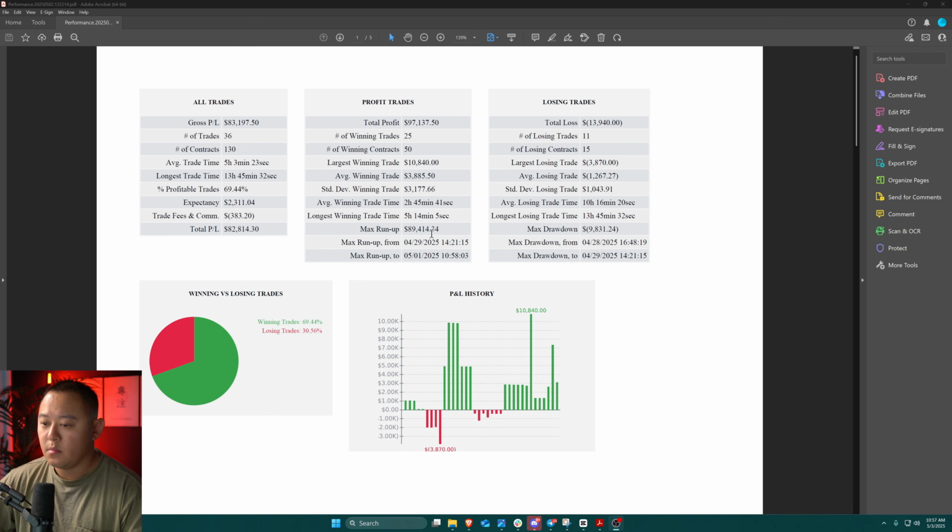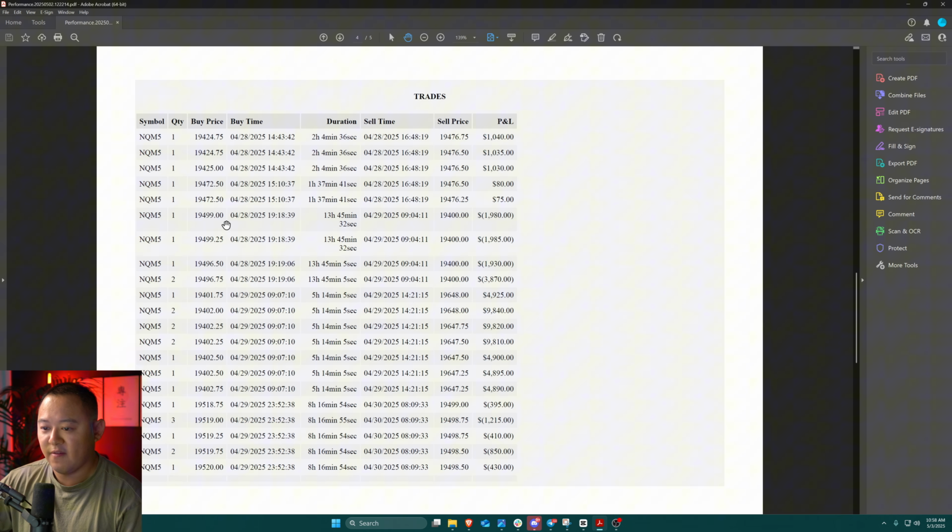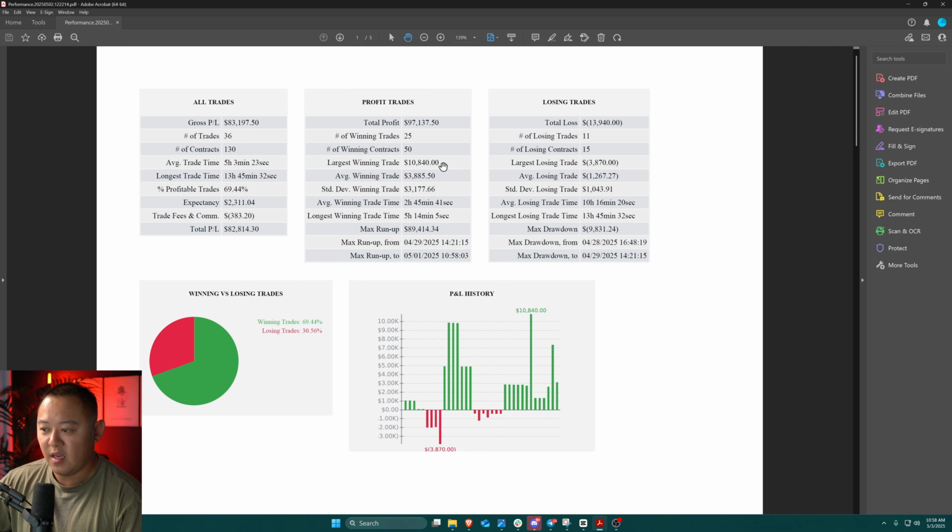All right, so here we can see my account statement from my personal account. You guys can see here that my gross P&L was $83,197. I took 36 trades, but that does include multiple entries. So the thing with NQ is the book is a little bit thin. If I place an order for say 10 contracts, I might get filled at different prices, and it's really the same trade, but for some reason the Trade Ovate or NinjaTrader statement shows more trades than it actually is.